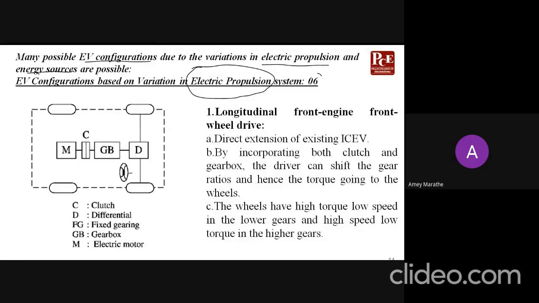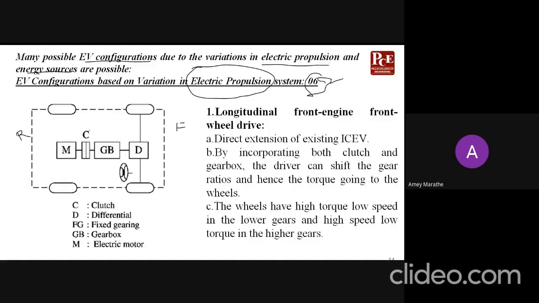Okay, so based on electric propulsion, we can have 6 different EV configurations. This is the first one. The first configuration is longitudinal front engine front wheel drive. You see, this is the front of the vehicle and this is the rear of the vehicle, and you see what components we have here.